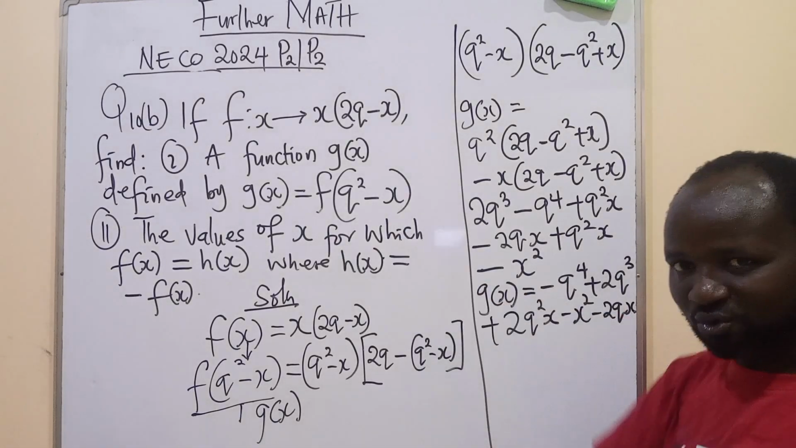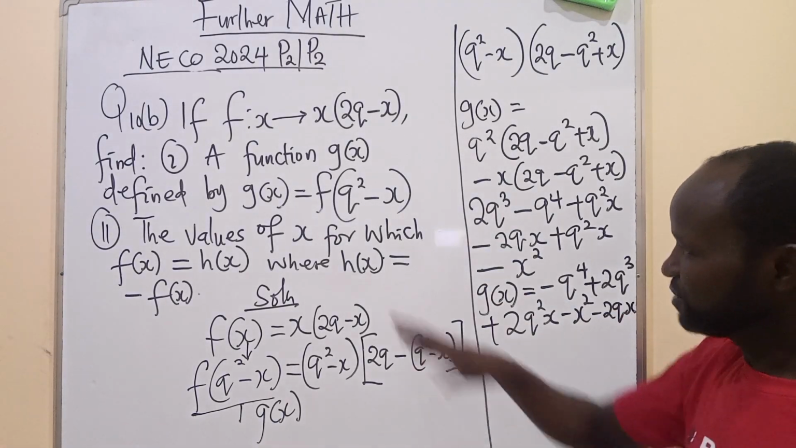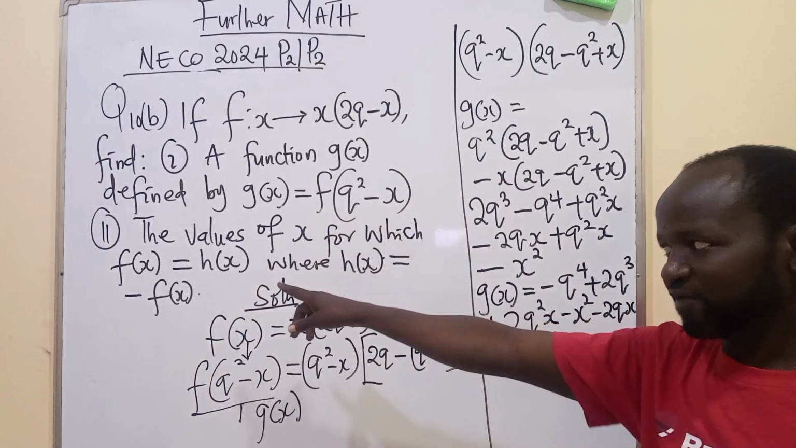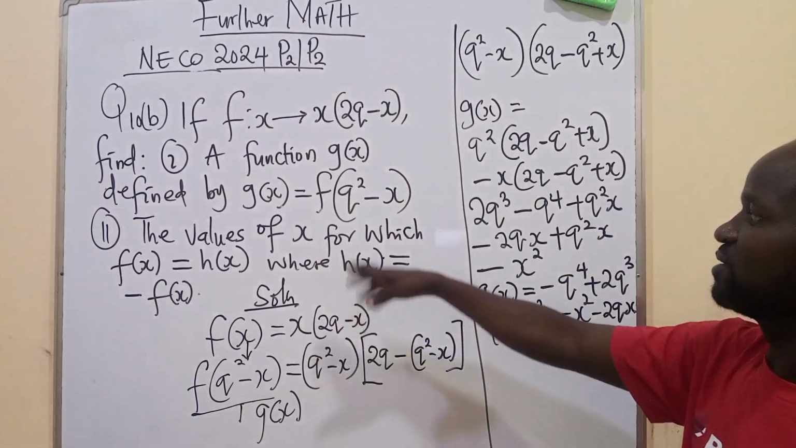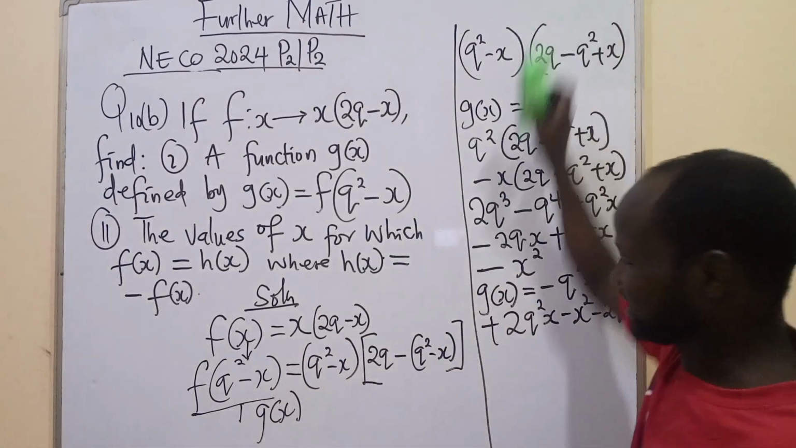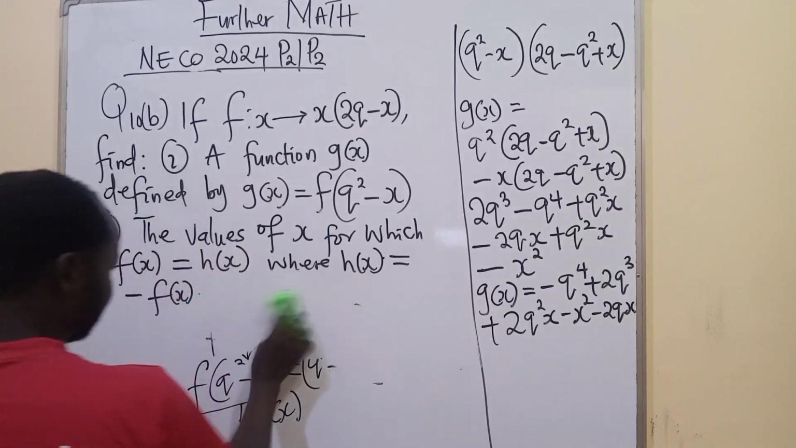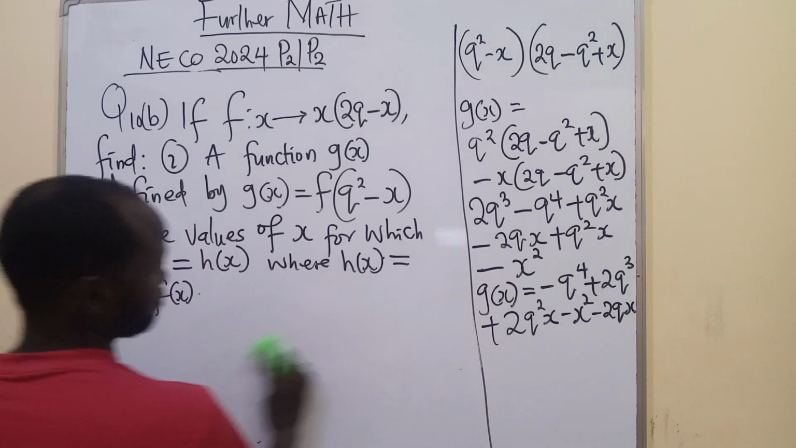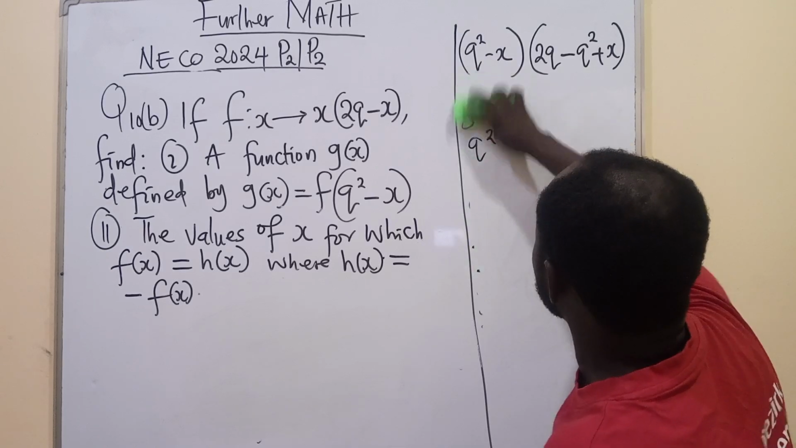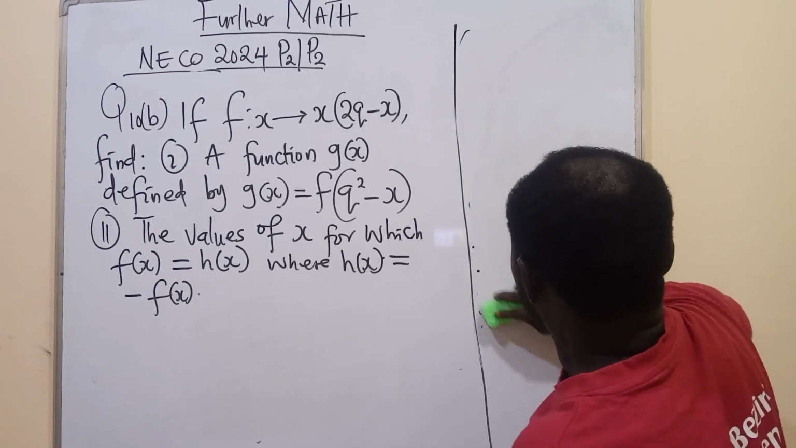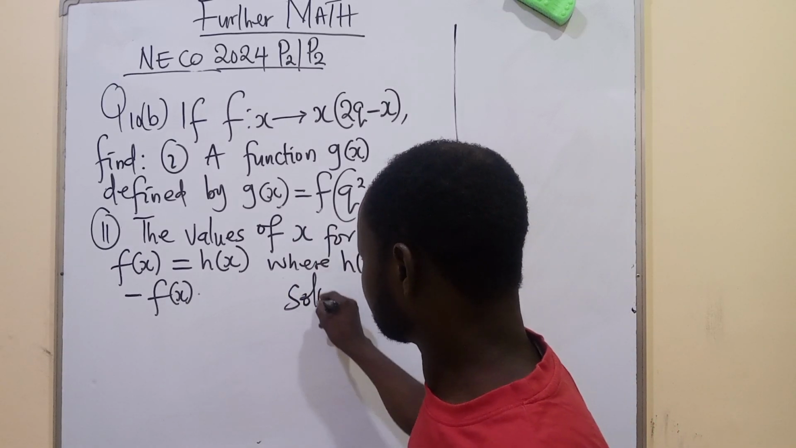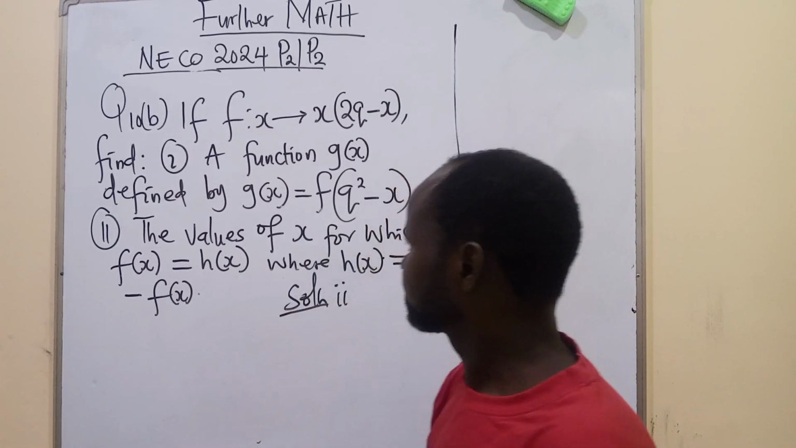Next is Roman numeral 2. In Roman numeral 2, we are asked to find the values of x for which f of x is equal to h of x, where h of x is equal to minus f of x. Let's look at how we can handle this. We clear this place to solve for Roman numeral 2. Okay? Now we write down the solution to Roman numeral 2.